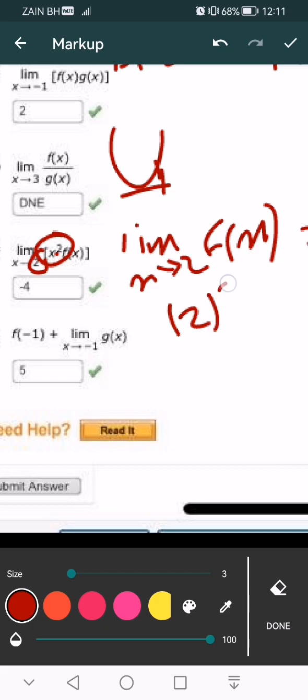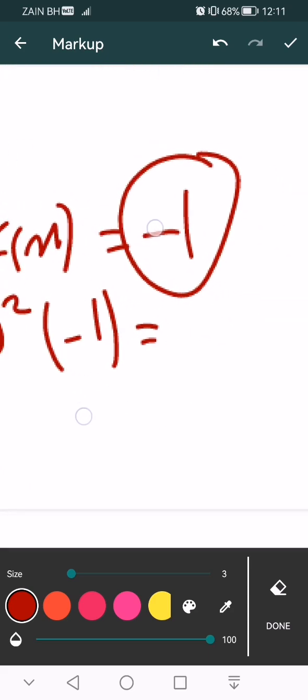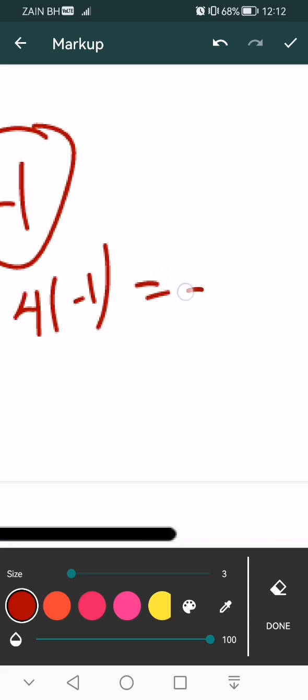2 to the power 2 multiplied by minus 1, then is equal to 2 to the power 2 is 4, so 4 by minus 1. So it is equal to minus 4.